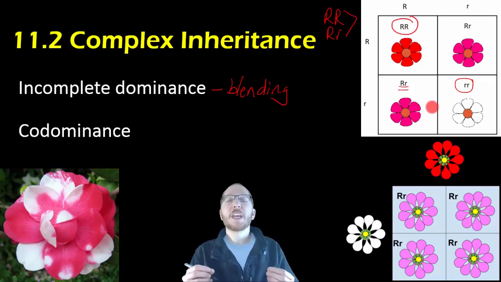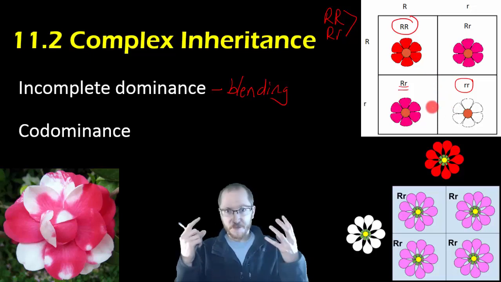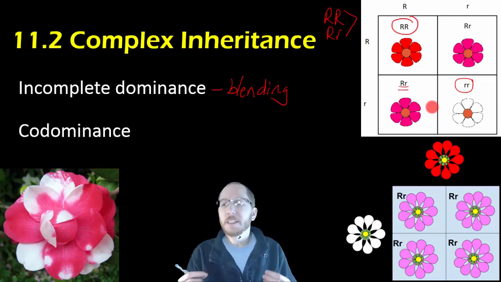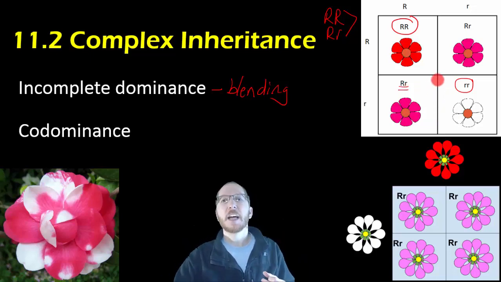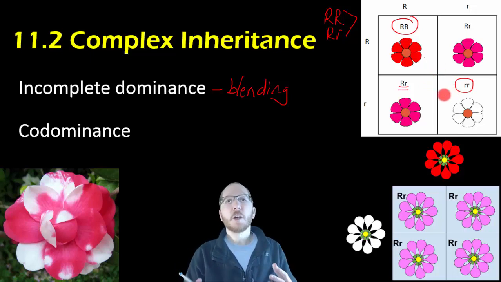But with this one, we can eyeball it in most cases if it's a visible trait. We can say if they're pink, they must be heterozygotes. Phenotypically, this would also be a 1 to 2 to 1 ratio. So this is kind of a cool thing that we can do.